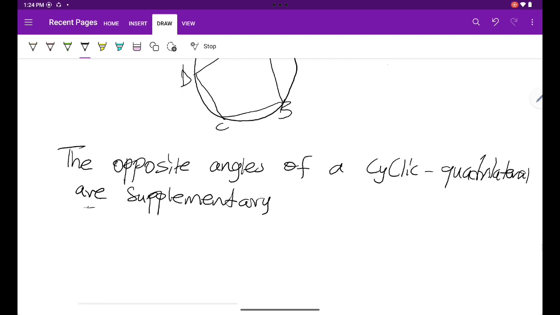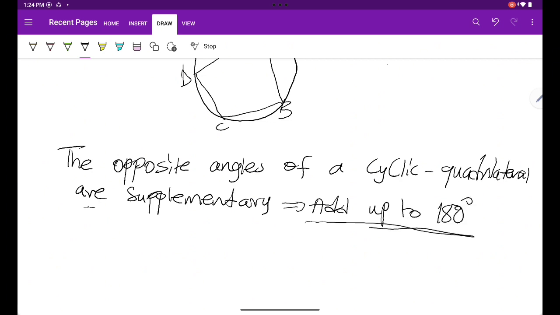Now, supplementary means they add up to 180 degrees. So this is the meaning of supplementary. So supplementary angles are those angles that add up to 180 degrees. So remember, those that add up to 90 degrees, we say they are complementary angles. And those that add up to 360 degrees, we say they are revolutionary angles. So if they add up to 180, then we say they are supplementary angles.